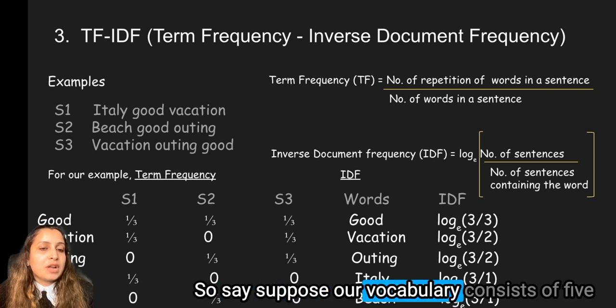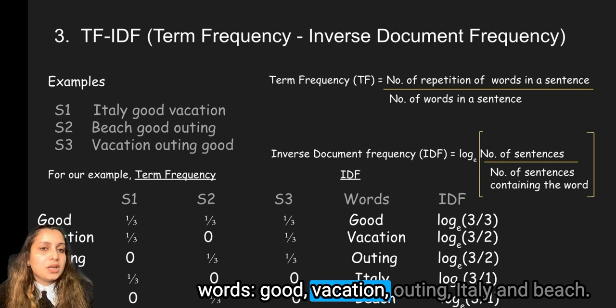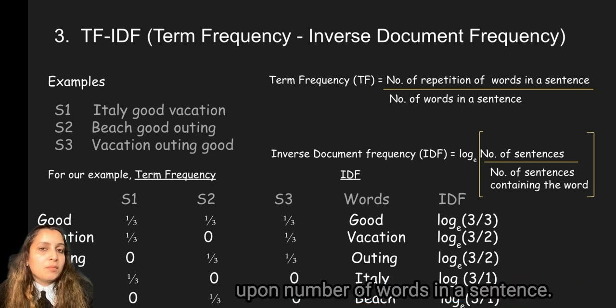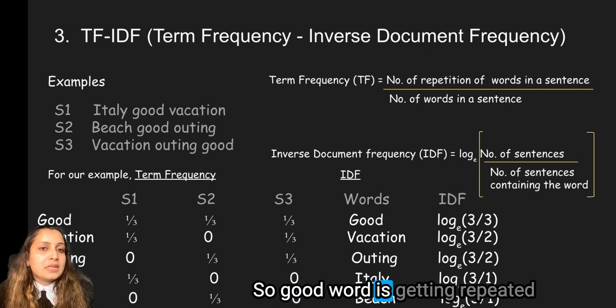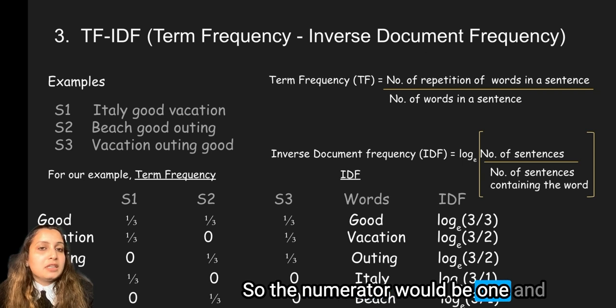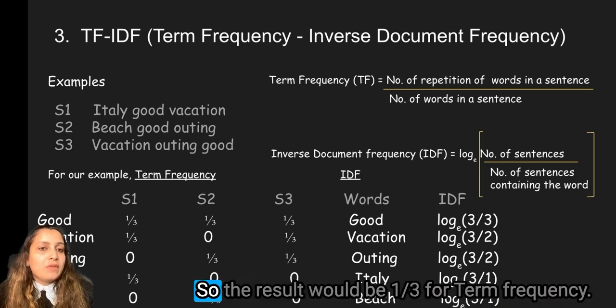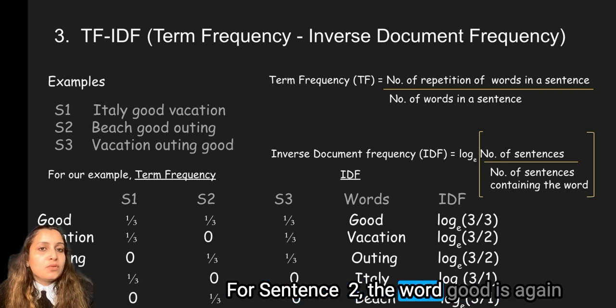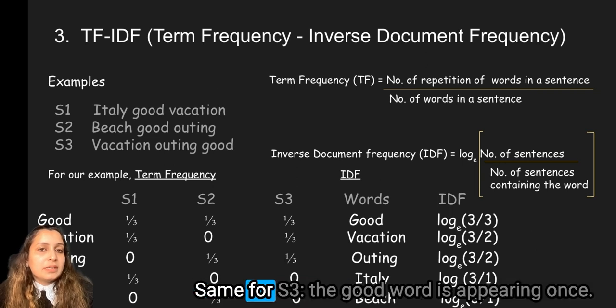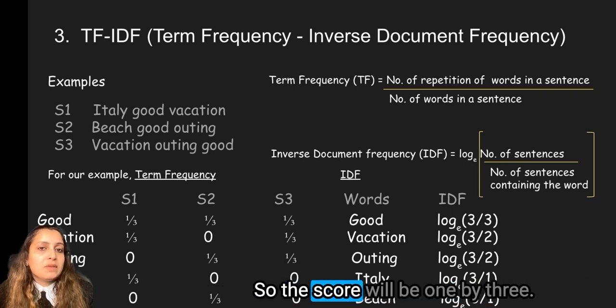Suppose our vocabulary consists of 5 words: good, vacation, outing, Italy and beach. Now for the word good, the TF formula is the number of repetitions of the word in the sentence over the number of words in the sentence. The word good is repeated once in S1, Italy good vacation. So the numerator would be 1 and the number of words in the sentence is 3. So the result would be 1 by 3 for term frequency. For sentence 2, the word good is again appearing once and the number of words is 3, so the score would be 1 by 3. Same for S3: good is appearing once and the number of words is 3, so the score would be 1 by 3.